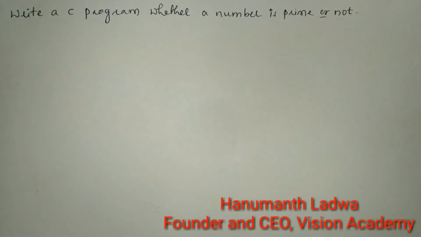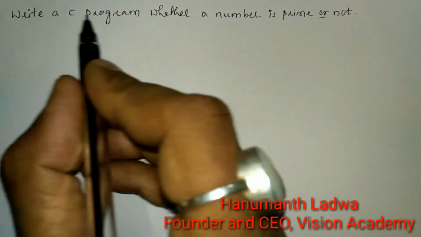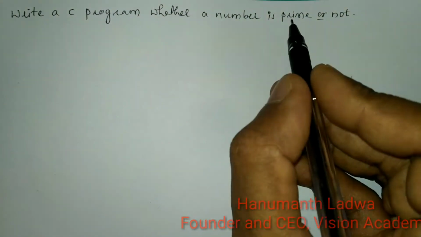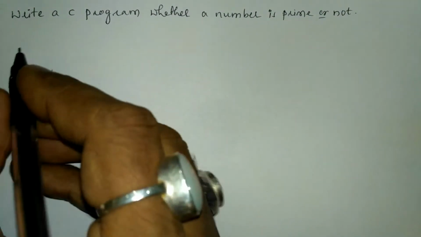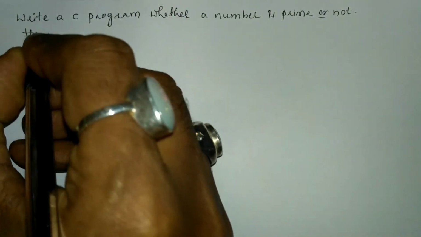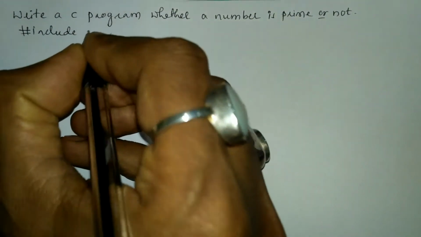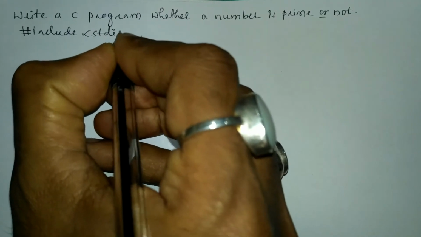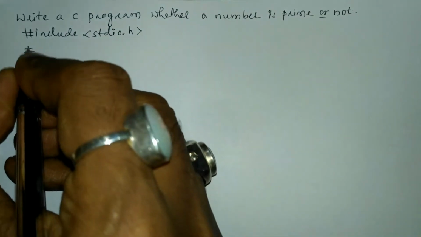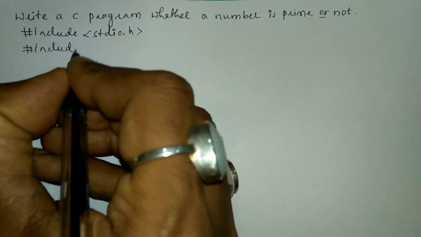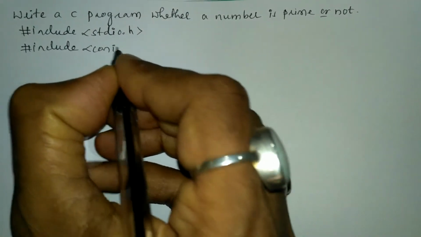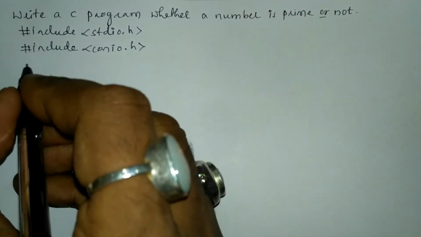My name is Hanmant Ladwa and in this video we are going to write a C program to check whether a number is prime or not. Now let us write the preprocessor directives: #include in angular braces stdio.h header file, and the next preprocessor directive is #include in angular braces conio.h header file.